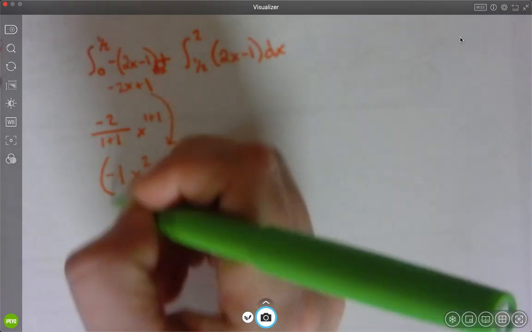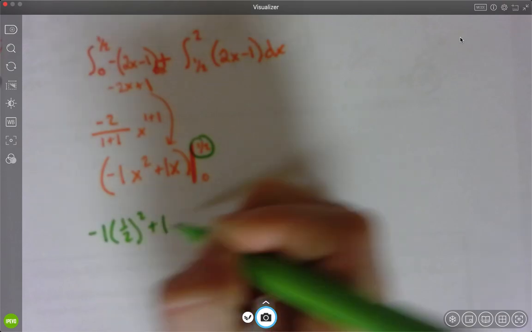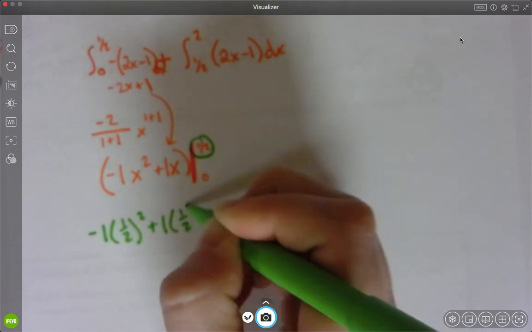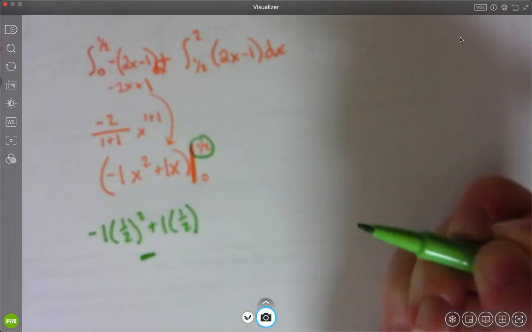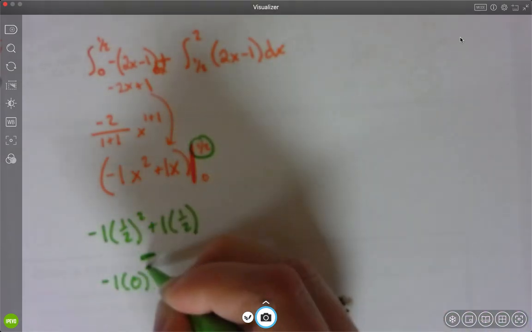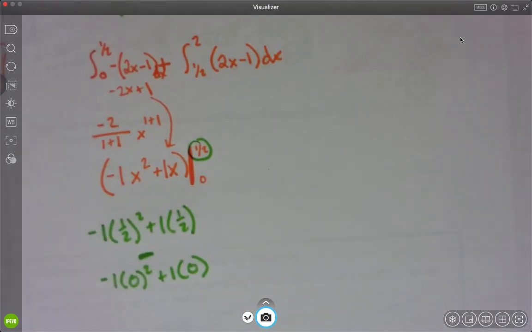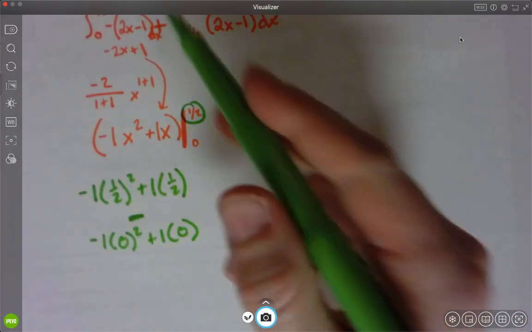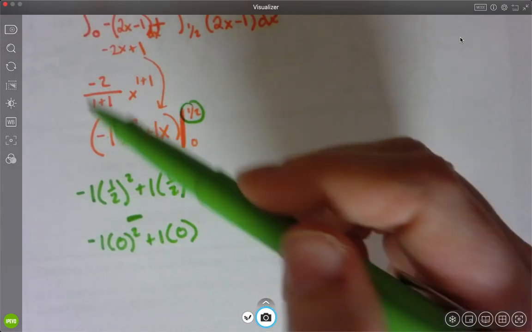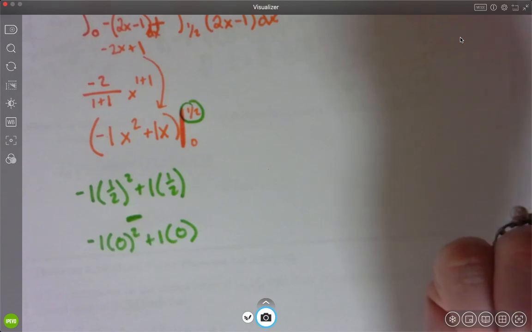So negative 1 times 1/2 squared plus 1 times 1/2. And I want to subtract what I get when I plug 0 in. So negative 1 times 0 squared plus 1 times 0. Okay, I'm just doing those 2 pieces. This is a lot of steps, but the steps aren't terribly hard. So as soon as you get through the steps, it's pretty well easy.